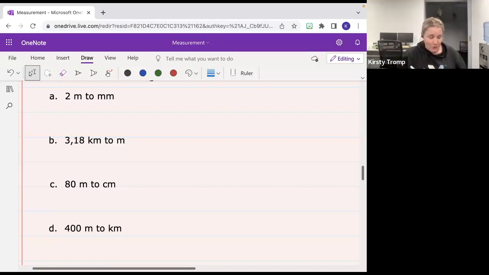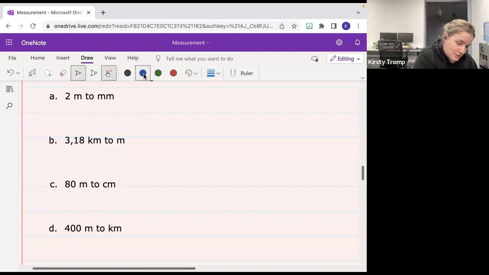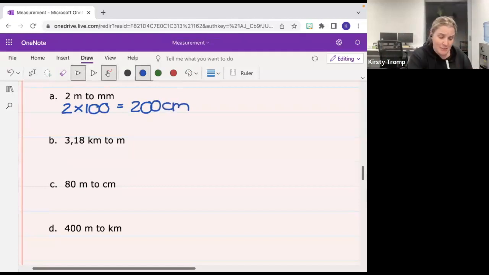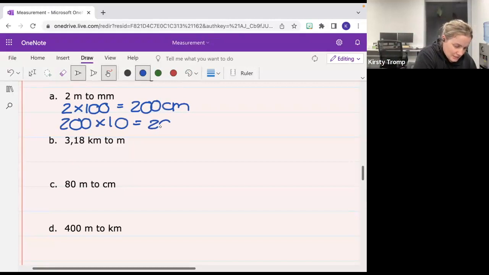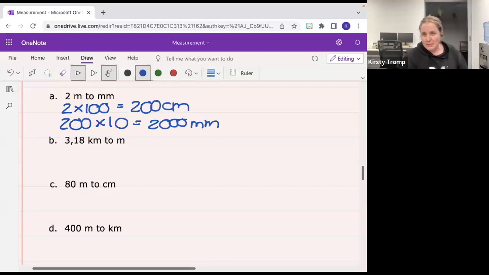So that's the way I'm going to go. I'm going to say to myself, to get from meters to centimeters, I'm going to say 2 times by 100 is going to give me 200 centimeters. And now to get from centimeters to millimeters, I'll say 200 times by 10 will give me 2000 millimeters. Okay, so A would have been 2000. So all of you that got 2000 there, well done, everybody.